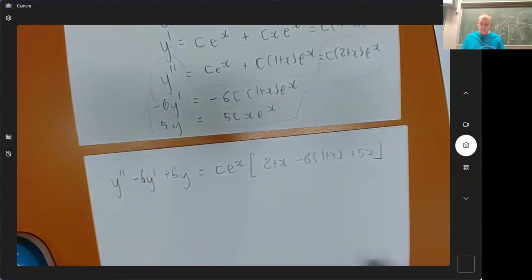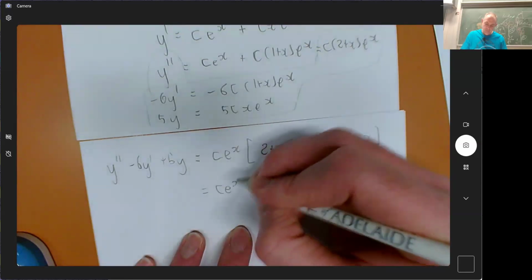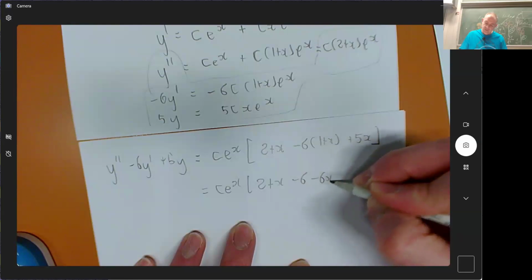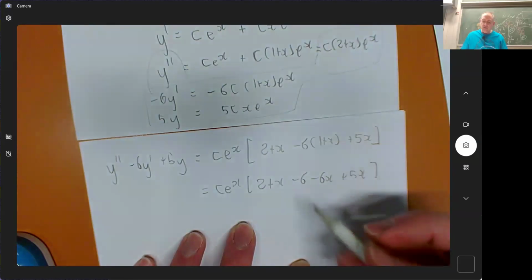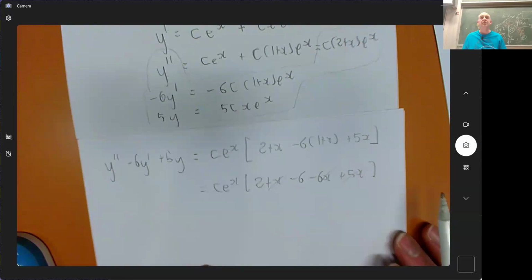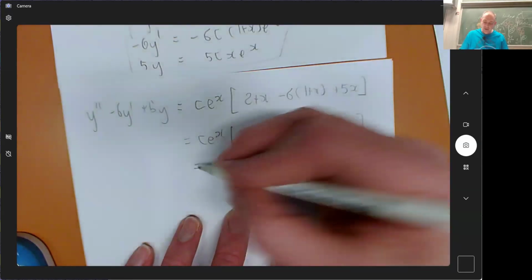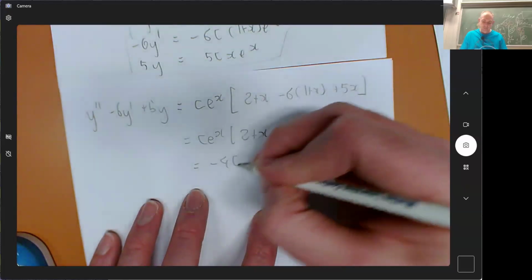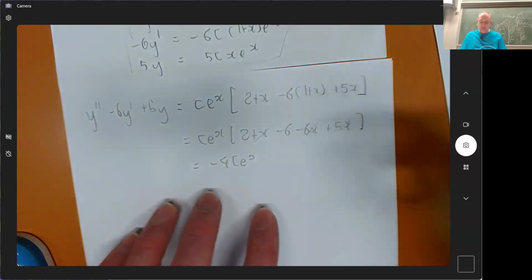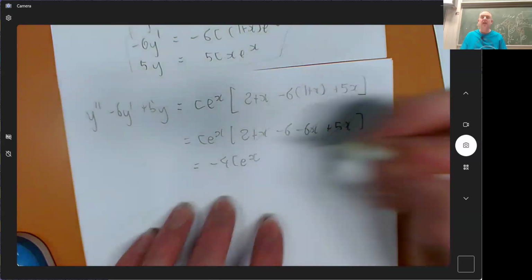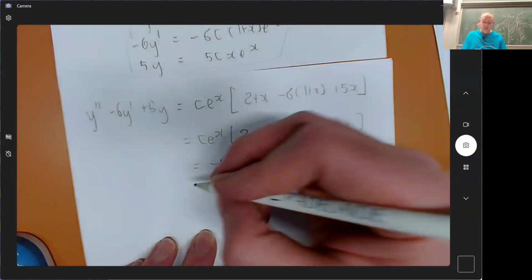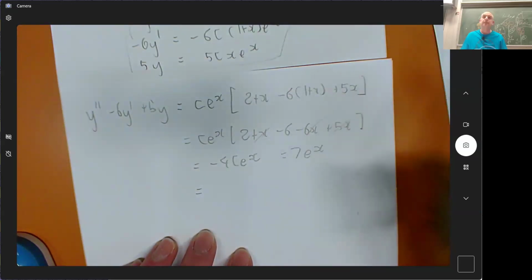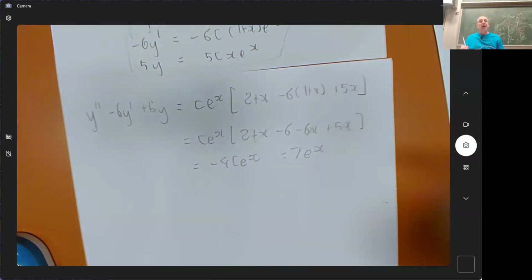Yep. 2 plus x minus 6x plus 5x. Oh, look at that. That's neat. Excellent. They cancel each other out. And so I've got minus 4 c e to the x. And it's supposed to be 7e to the x.